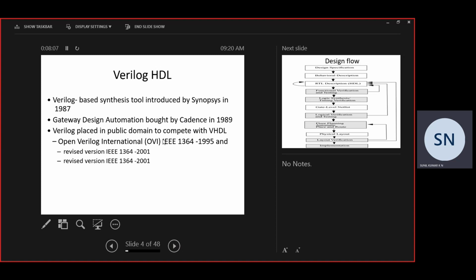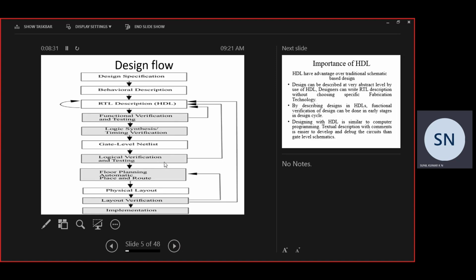Verilog took its place in the market along with VHDL. It is an IEEE standard. IEEE standard means it is widely accepted by international standards, that is IEEE, having the number 1364-2001. Up to that it has been widely accepted by the end customers as well as the end users. Next we have to see what the design flow is.